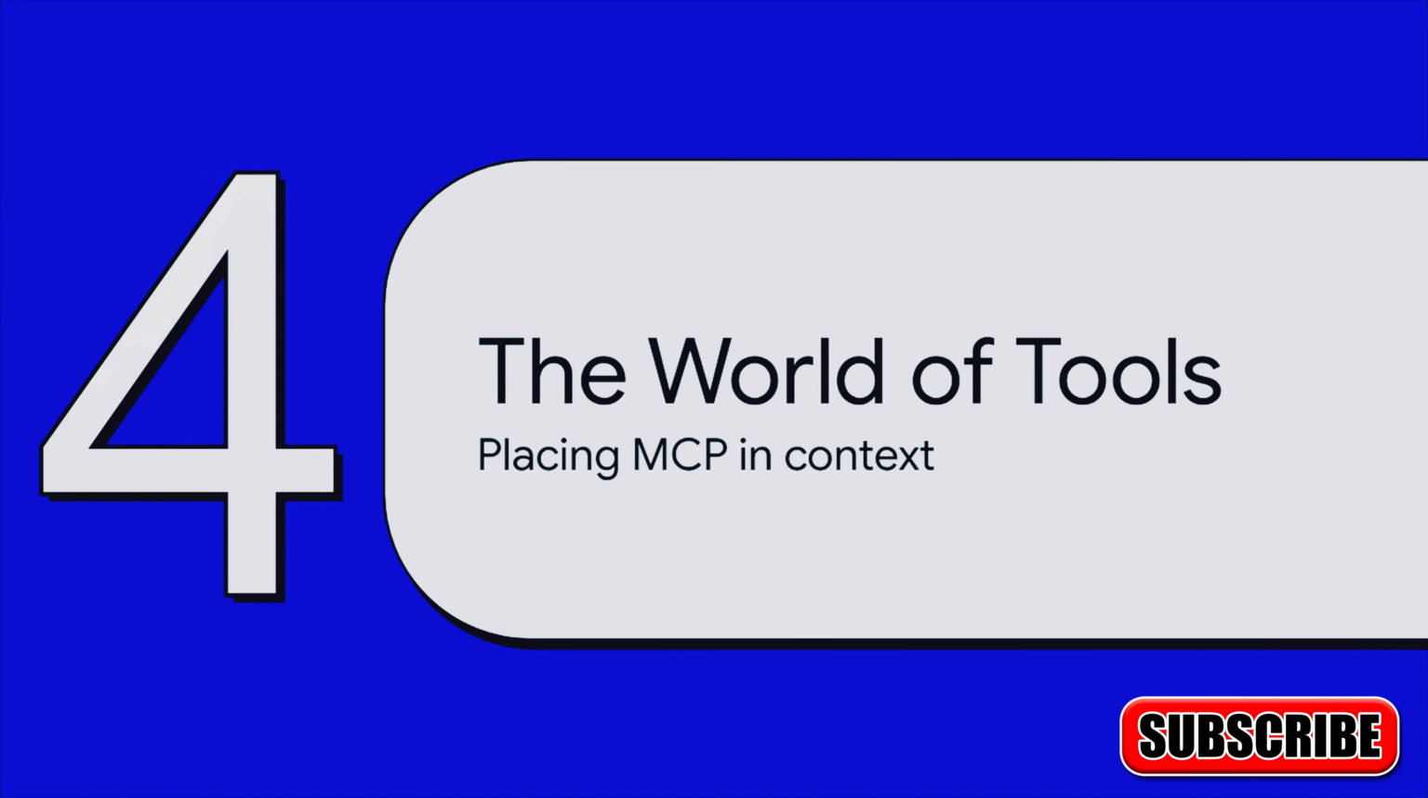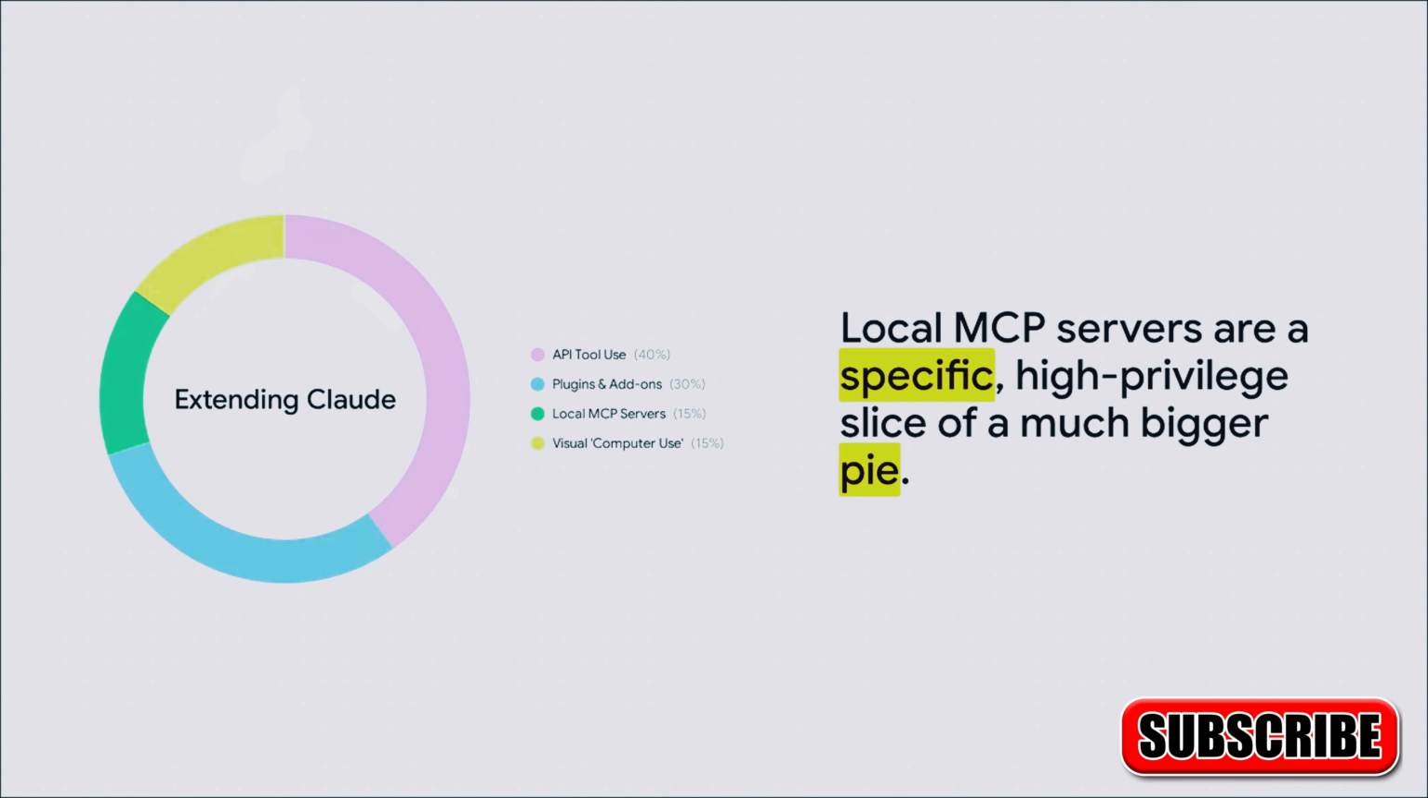So let's zoom out for a minute. It's important to remember that this local server feature is just one of the ways the developers are trying to make Claude more powerful. We need to see where it fits into the whole ecosystem. By far, the most common way to give Claude new abilities is through its API. Developers also build plugins and add-ons for things like Google Sheets or Slack. And then you have these super powerful, but as we've seen, super risky local MCP servers. There's also this emerging computer use feature where Claude can literally watch your screen. So you can see these local servers are a very specific, very high-privileged slice of a much bigger pie.